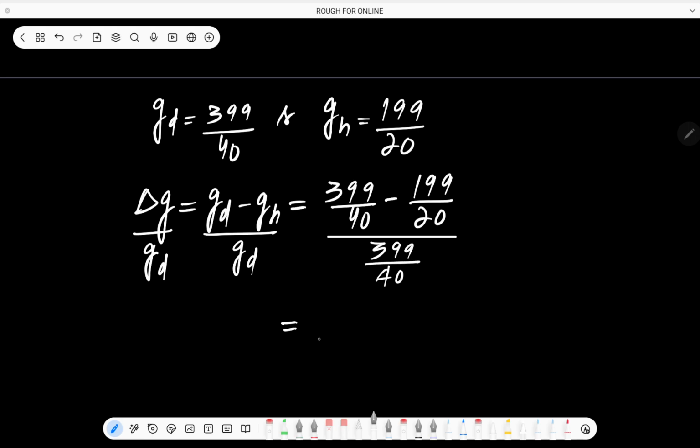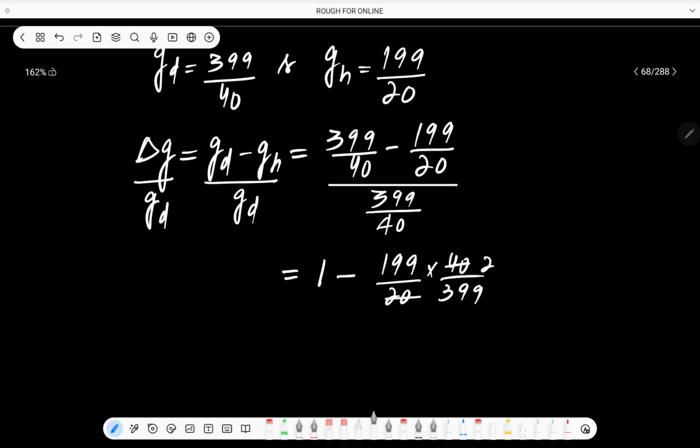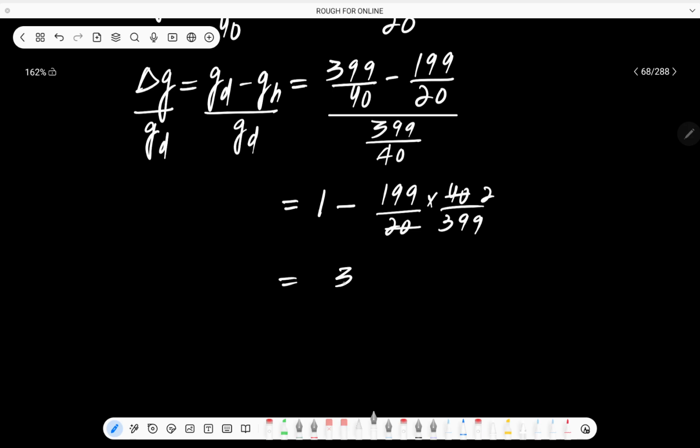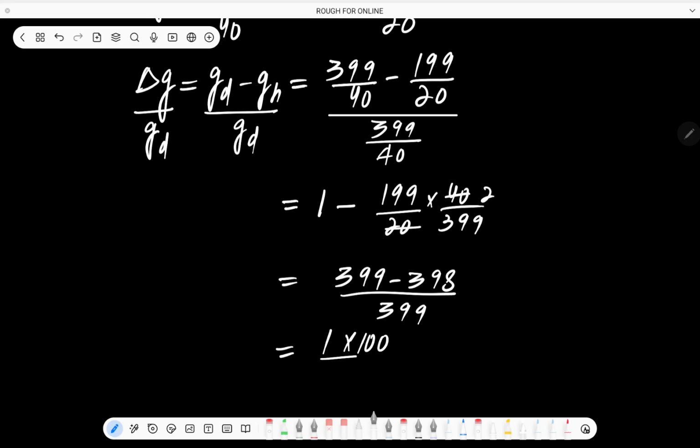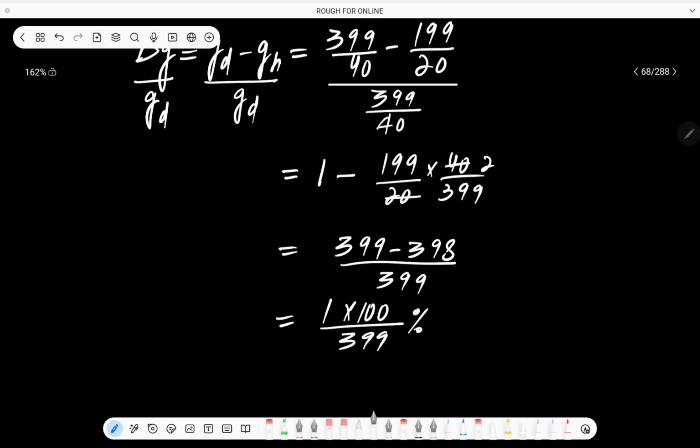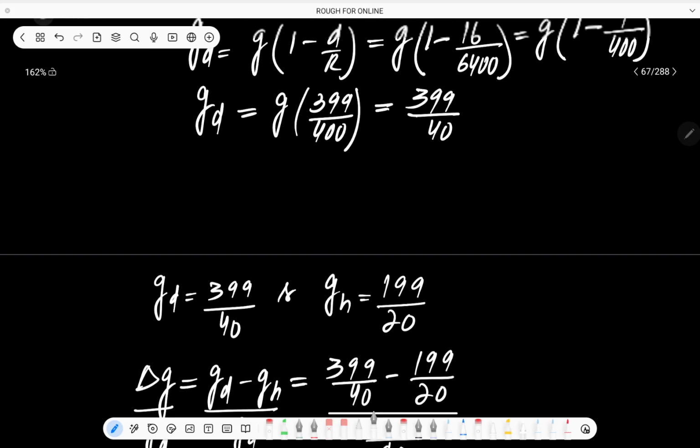तो ये आ जाएगा exactly, this will be here 1 minus 199 divided by 20 multiplied by 40 divided by 399. So this is 399 minus 398, the 2's cancel, divided by 399, which will eventually come out to be 1 divided by 399. I will multiply by 100, so 100 divided by 399%. So almost 100 divided by 400, which is 1/4.